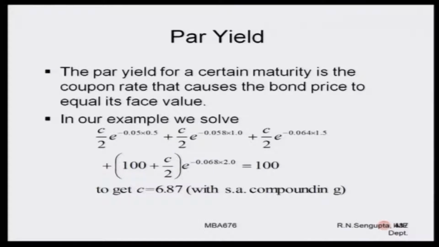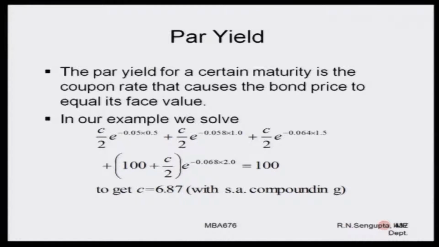Second, you again get C by 2 after 1 year, and the interest rate is 5.8% for 1 year. Third, you again get C by 2, and the interest rate and time duration are 6.4% and 1.5 years. In the last case you will get back the coupon plus the principal value, which is 100, multiplied by e to the power minus the interest rate, which is 6.8% per annum continuously compounded, and the time duration is 2 years. If you equate it to the face value, the par yield comes out to be 6.87.